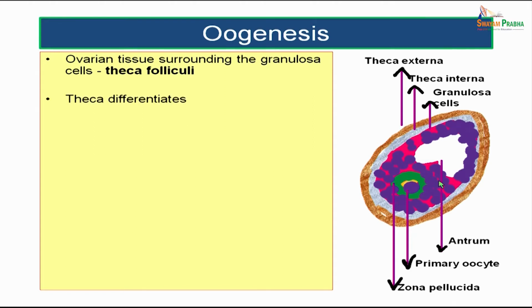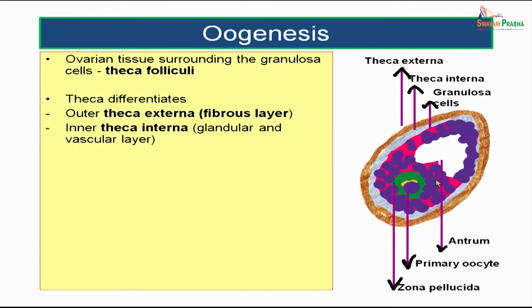Later, this theca folliculi differentiates into an outer layer and an inner layer. The outer layer is known as theca externa. You know that the word externa means outer. So, the outer layer is known as theca externa, which is usually fibrous. You can see the brown colored region here, that is known as theca externa, and that is usually fibrous. And the inner layer is known as theca interna, which is usually glandular and vascular in nature.